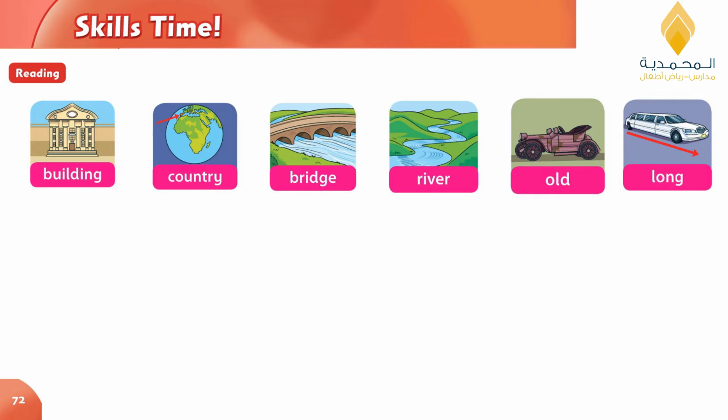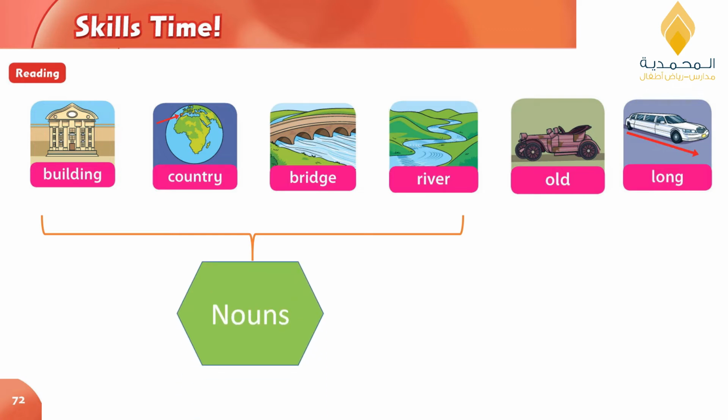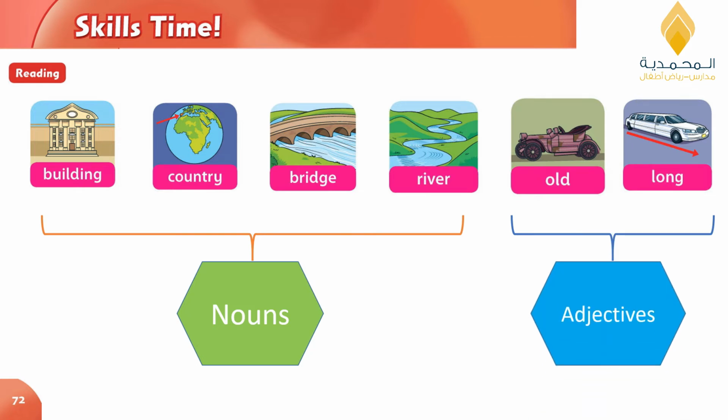You can notice here that building, country, bridge, and river are nouns. And old and long are adjectives. Again, building, country, bridge, and river are nouns. Old and long are adjectives.